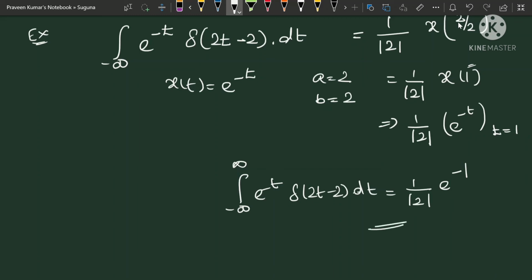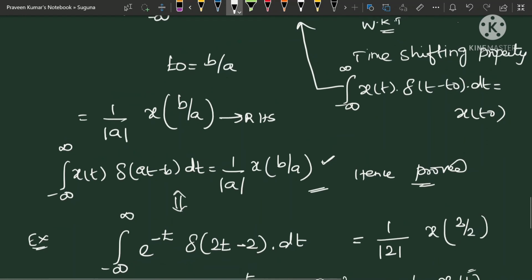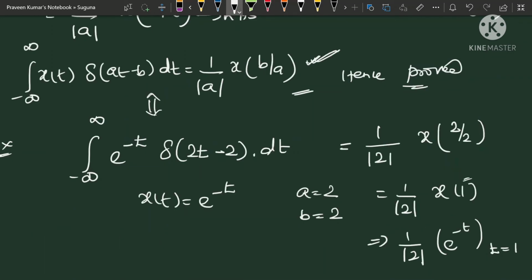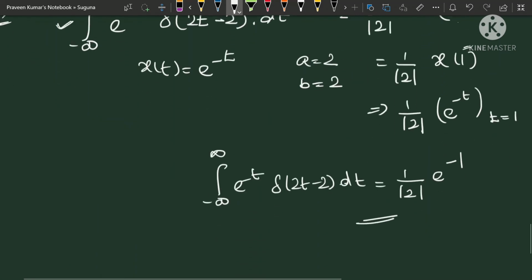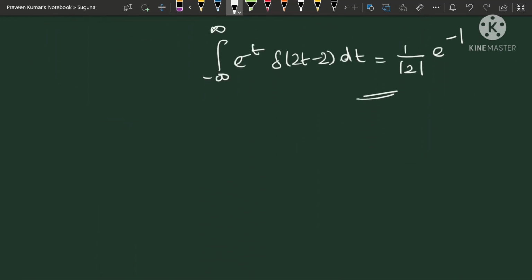Understood? If you know the equation, you can apply it directly. You can also derive this equation directly and find the answer. So let us see how. Okay, so what is the expression? What is the equation? Integration from minus infinity to plus infinity of e power minus t delta of 2t minus 2 into dt.